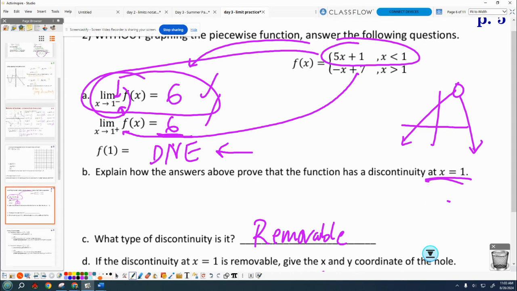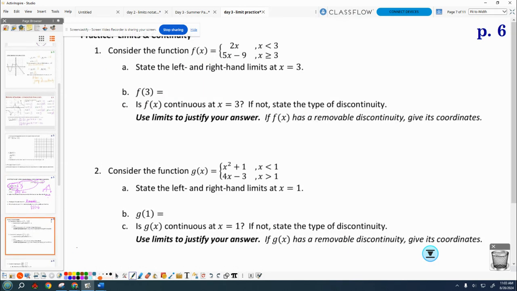But I do need to let you guys have time to do the exit card. So you guys are responsible for finishing through page 7. Can you put your notes away?